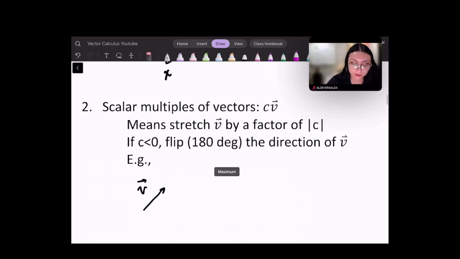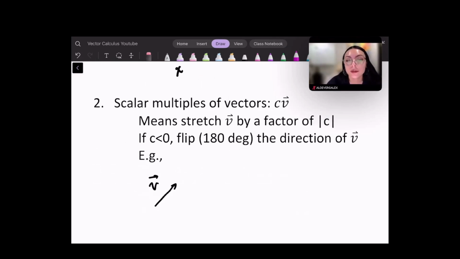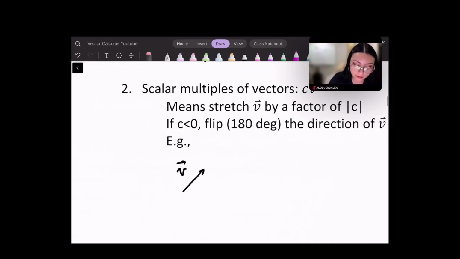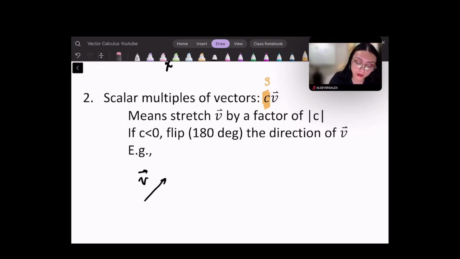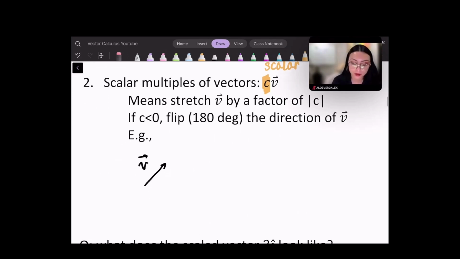Alright, but to do that, we also need to make sure we're on the same page about what a scalar multiple of a vector is. So here, c is some constant, some scalar. So this is a number. And what we're really doing is we can think about scalar multiples of vectors as stretching a vector by some factor of the absolute value of this scalar. So if c is negative, that just means flip the direction of the vector v.